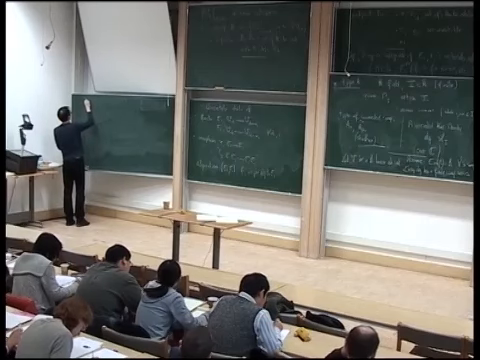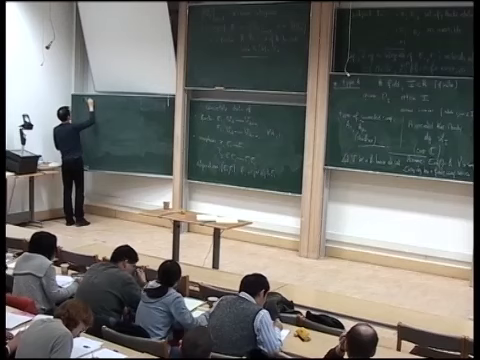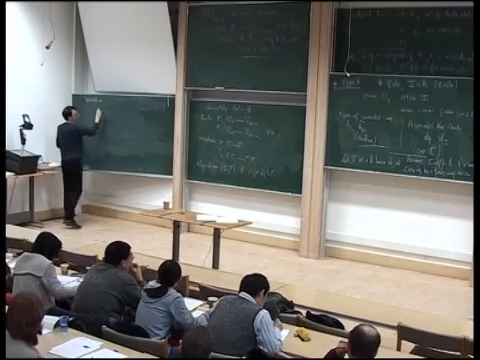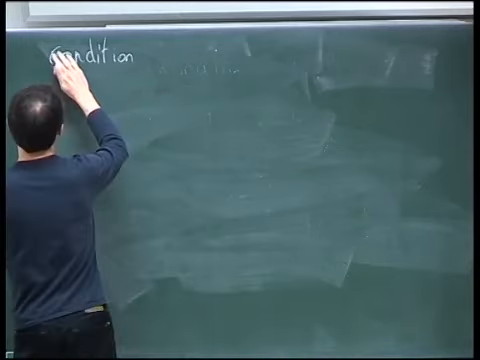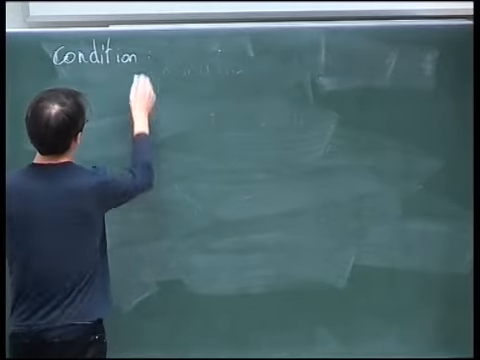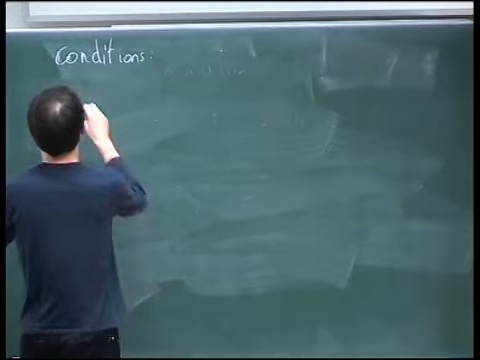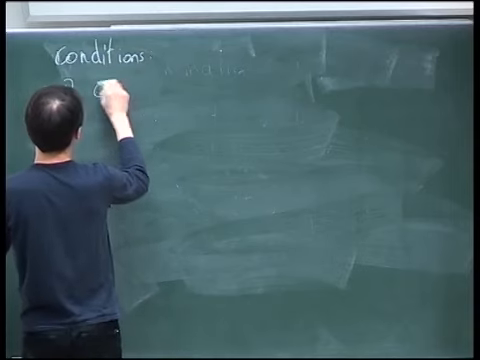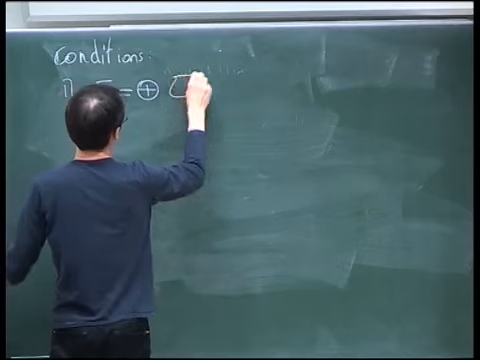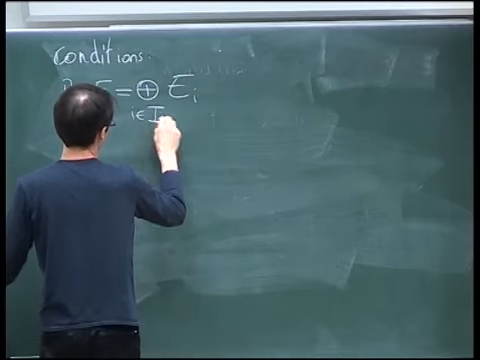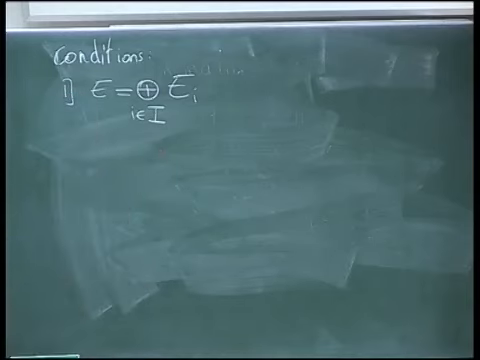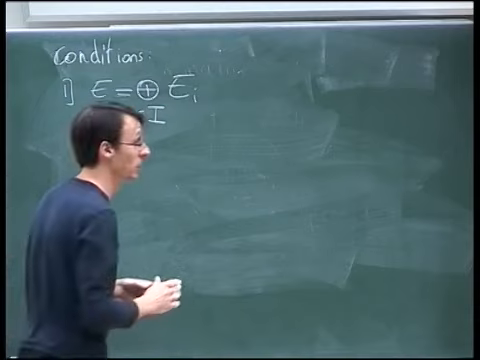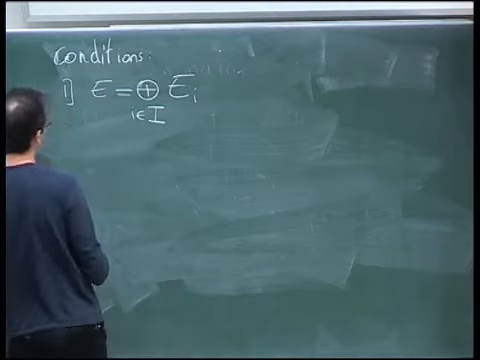So we require a condition. I'm sorry about the "such that", but at some point I need to introduce more notation. So the conditions are that the first condition is that E is actually equal to the sum of E_i where i runs in the set I. So that set I of elements of K should be the set of eigenvalues of X, or at least should contain the set of eigenvalues of X.